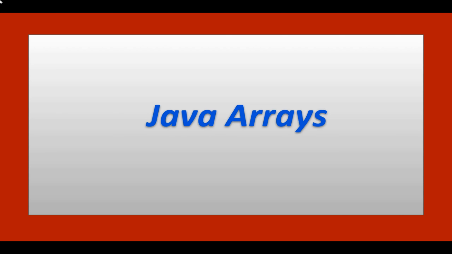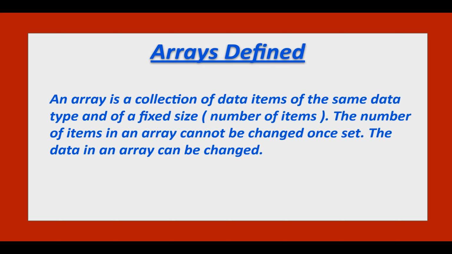Arrays in Java are the foundational data structure in Java, and I'm going to define them right now. An array is a collection of individual data items of the same data type and of a fixed size, meaning the number of items. The number of items in an array cannot be changed once set, and the data in an array can be changed. So the actual data items can be modified, but the size of the array cannot be changed, and items in an array must be all of the same data type.